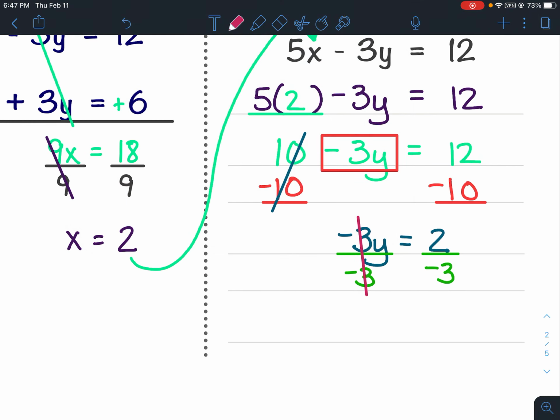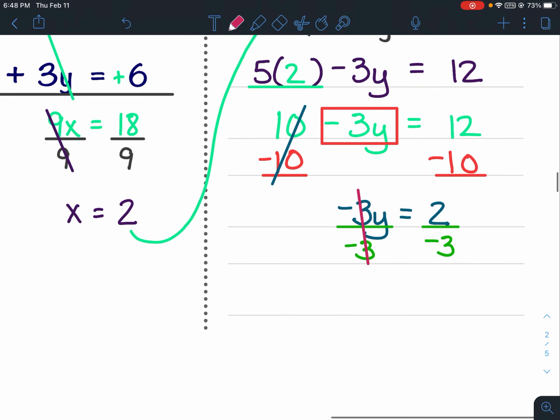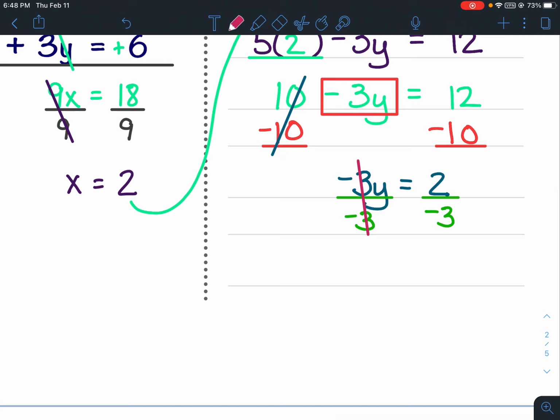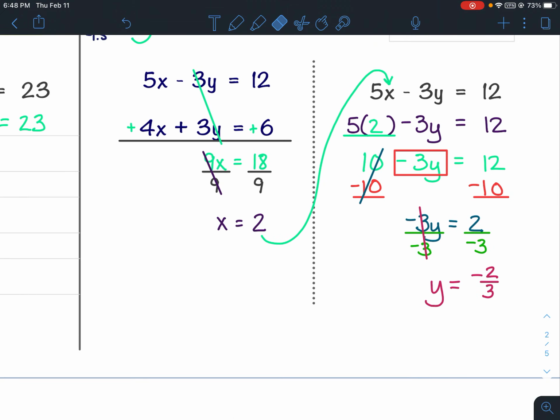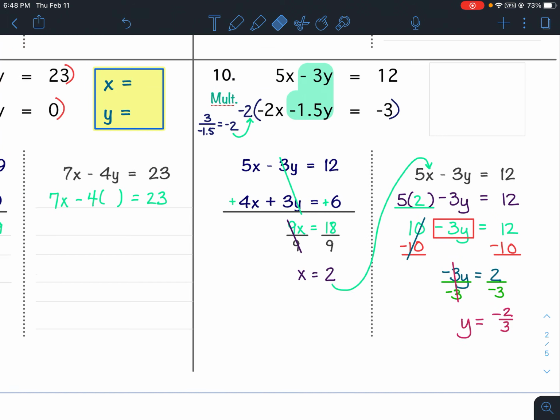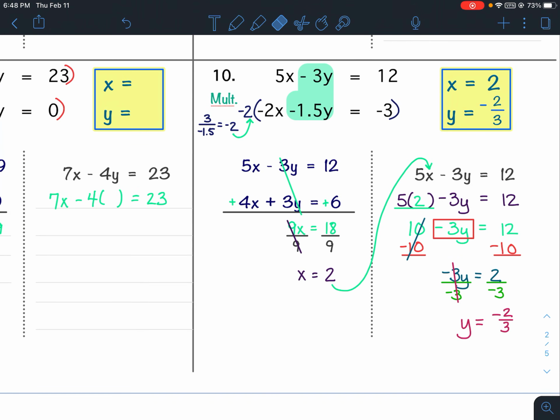If you would put this into your calculator, 2 over negative 3, I would put it in using the fraction button, and if you did that, it would stay negative 2/3. You might have put it in and divided it to get a decimal, but if you did that, you would get the repeating decimal of negative 0.6 with the 6 repeating. So I would leave it as a fraction. All right, so my final answer for 10 is x equals 2, y equals negative 2/3.